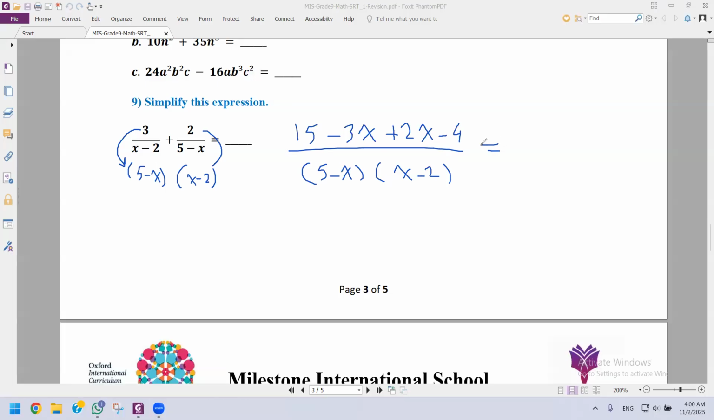Did we finish? No, we need to simplify. Let's look at the numerator. 15 minus 4, 11. Minus 3x plus 2x, minus x. Over 5 minus x, x minus 2. Can I simplify more? Is there something to simplify? No. So this is the final answer.